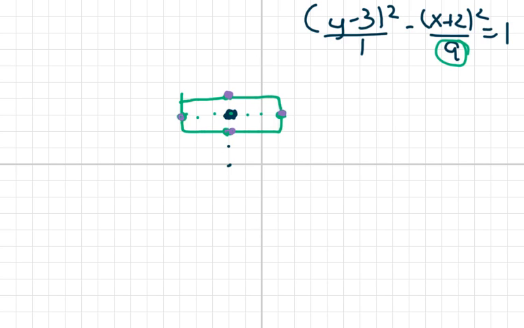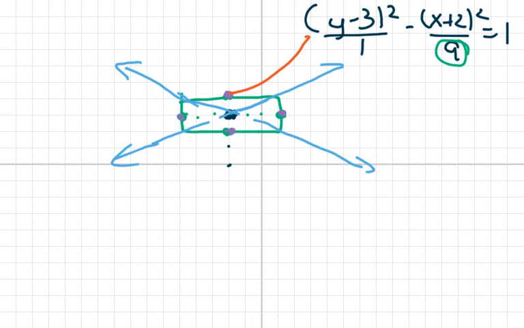Now, I'll go ahead and draw my slope from corner to corner through the center of this box, rectangle. So there's my slope of the asymptotes. And all this is going to do is open up, because y is the start here, and down. It opens up and down.